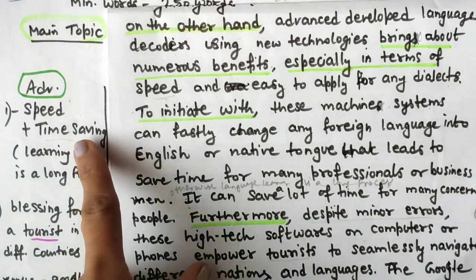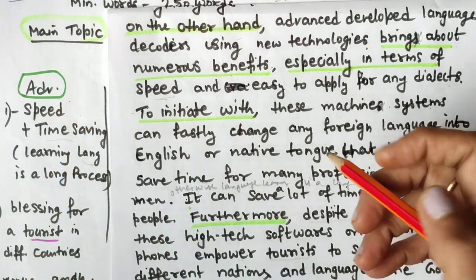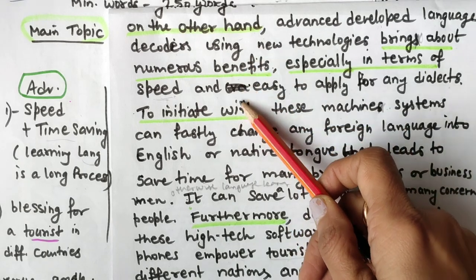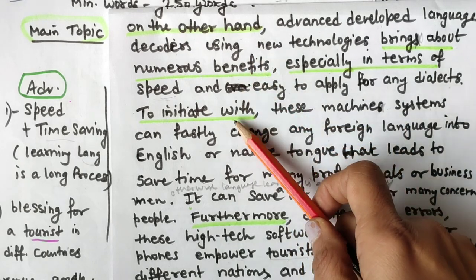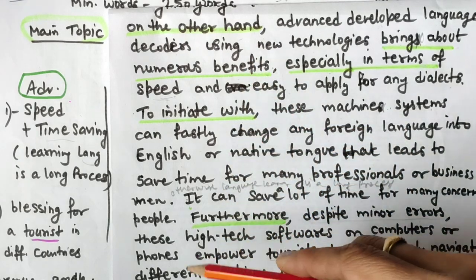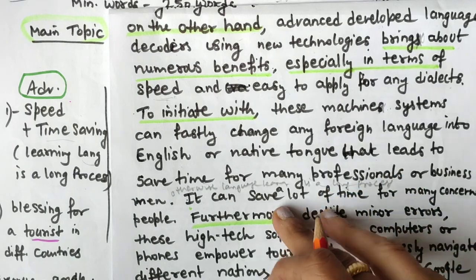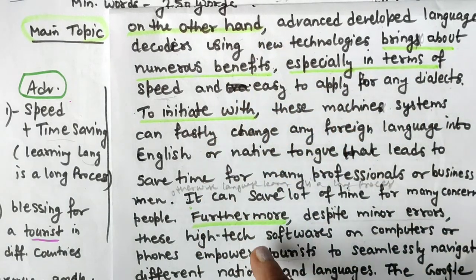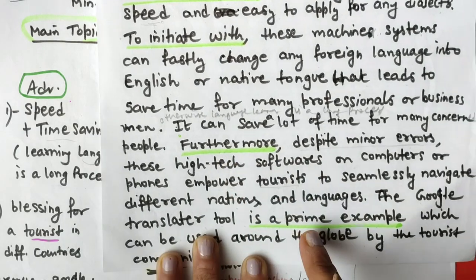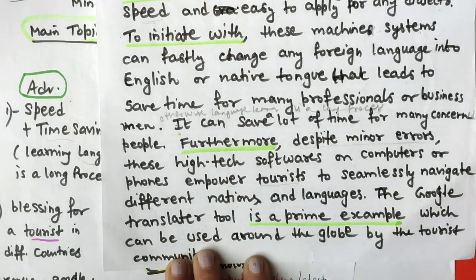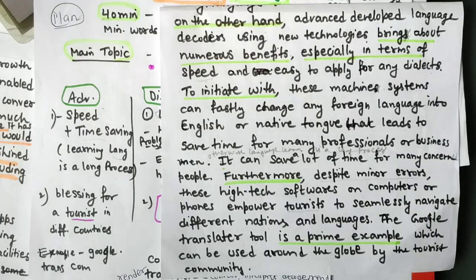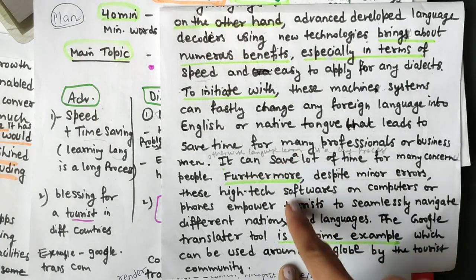So on the basis of these two points, advantages, I have started from here. On the other hand, so these underlined green words or phrases, you can use in your IELTS essay body paragraphs. On the other hand, numerous benefits, especially in terms of, to initiate with, furthermore, is a prime example. So how I have written, you can also copy it. So this is the full writing of body paragraph 1.